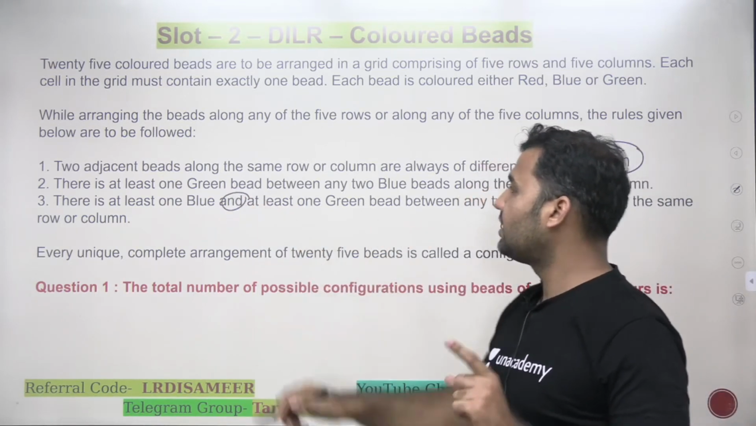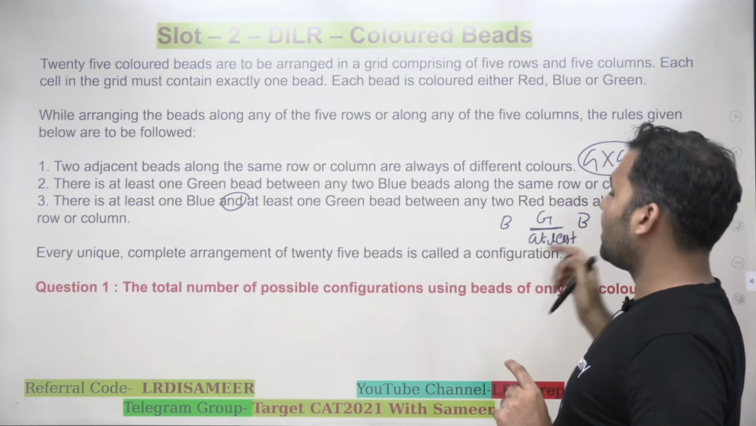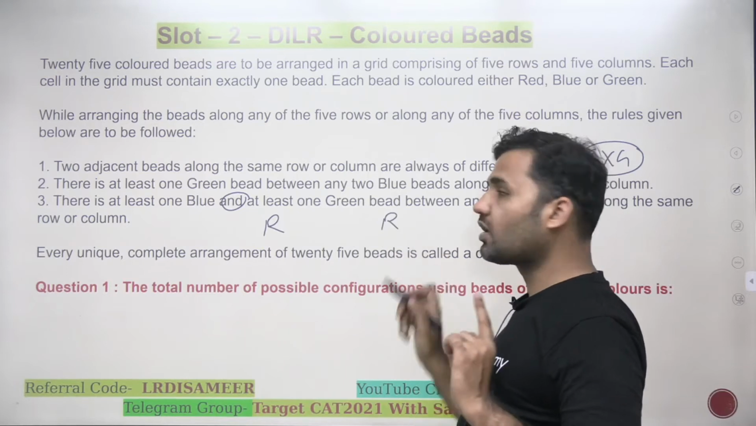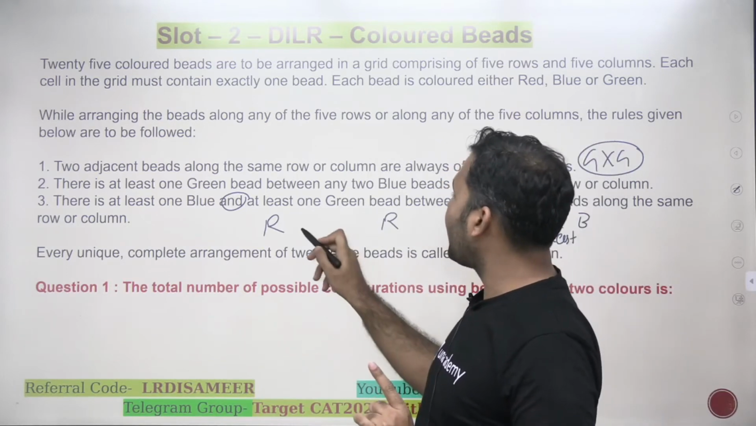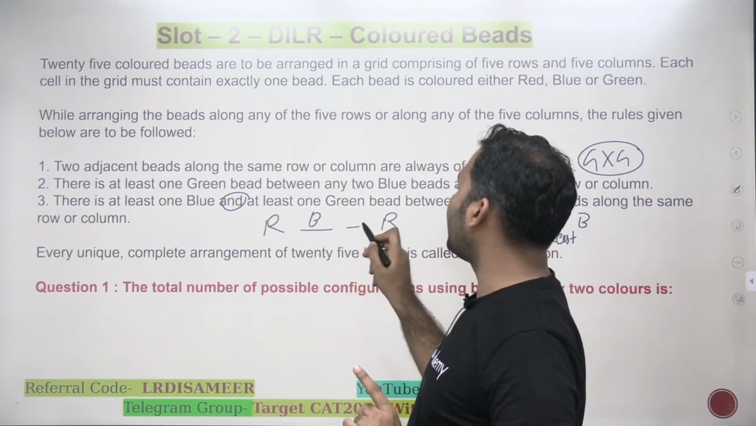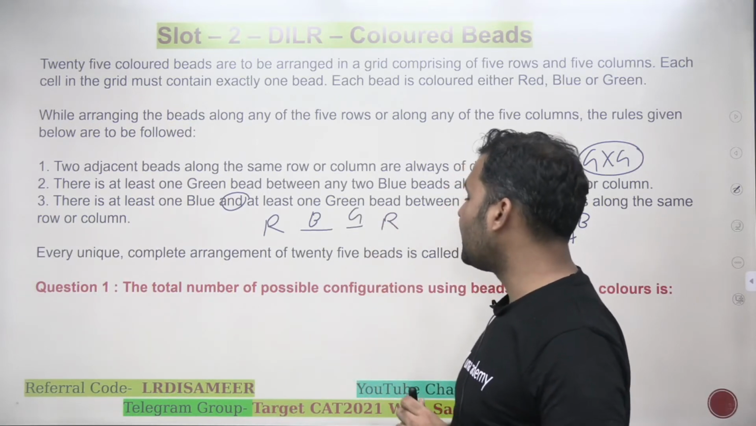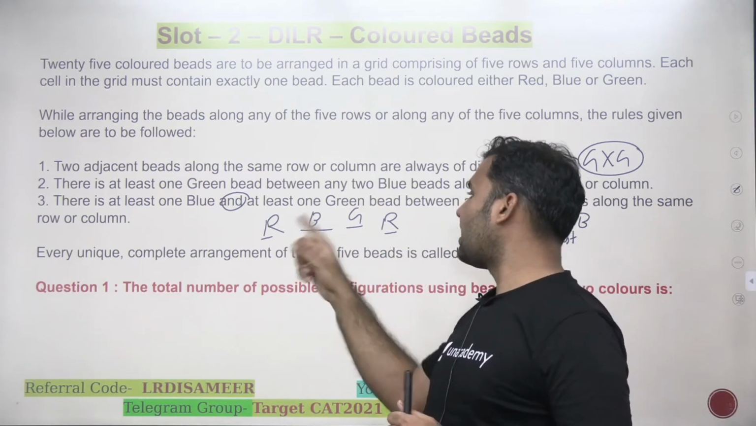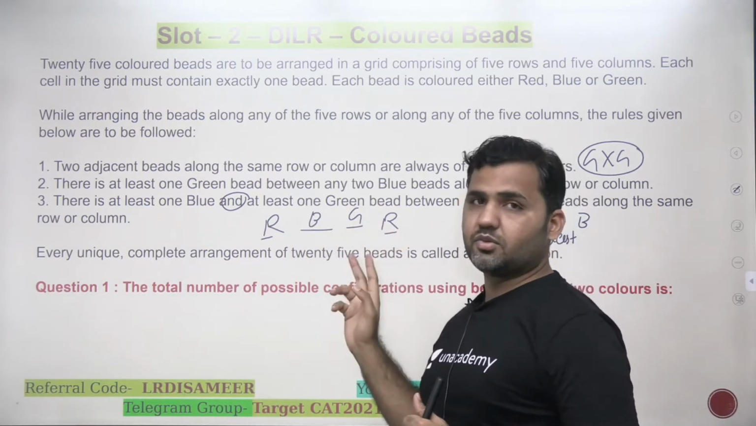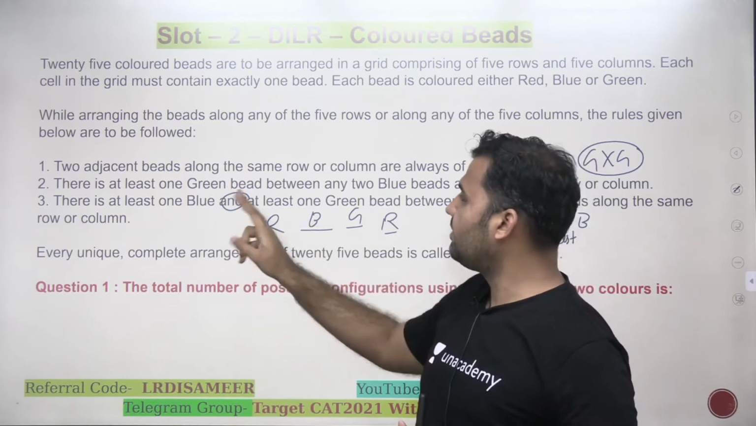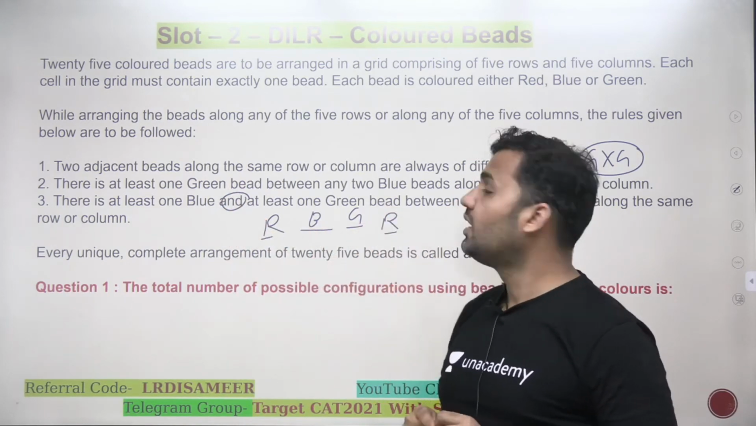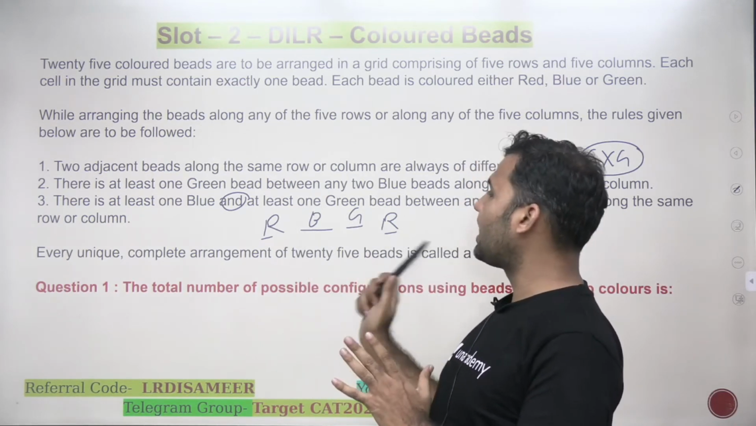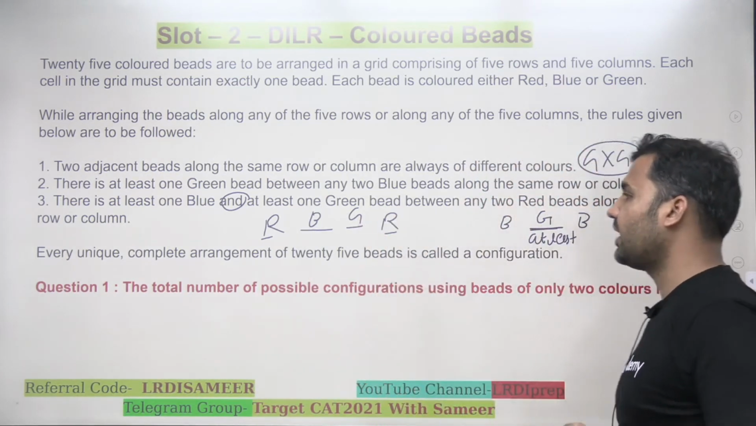The third condition says there is at least one blue and at least one green, and the word here is "and", between any two red beads along the same row or column. So if I'm placing two red beads along the same row or column, I need to place at least one blue and at least one green. That means the difference between the two cells having red beads will be at least two, because one blue and one green should come between two red beads. These are the minimum possible beads.